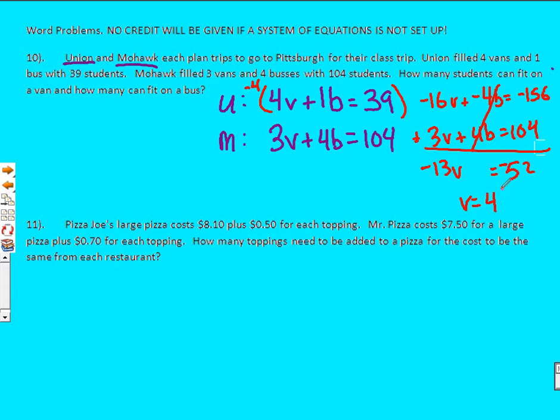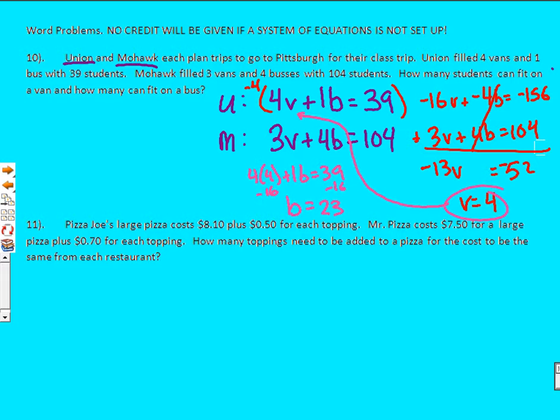From there, that's where we have to go and plug back in. We're going to plug back into this original equation here for Union. You'd have 4 times 4 plus 1 times B equals 39. So this is 16 here. That's what you're subtracting on each side. So you get B equals 39 minus 16, which ends up being 23 for each bus. So 4 for each van, 23 for each bus.